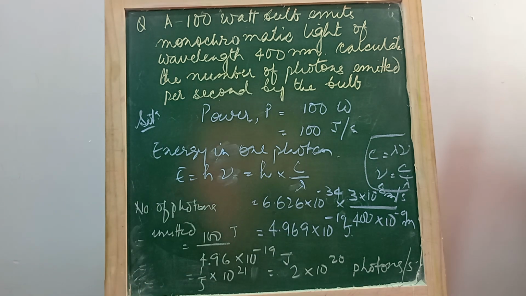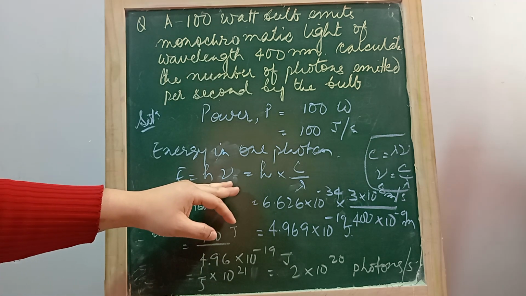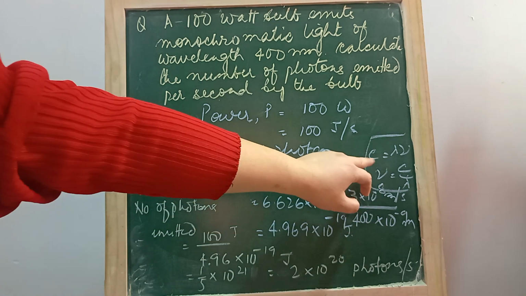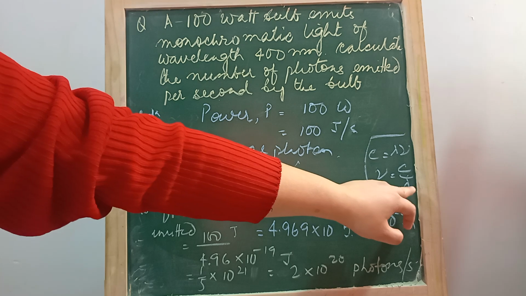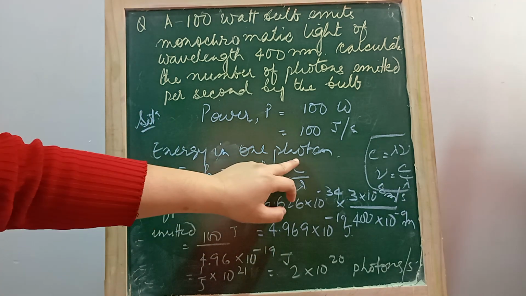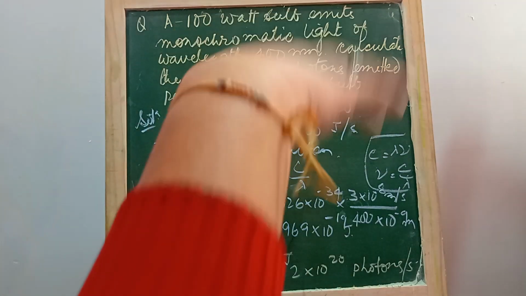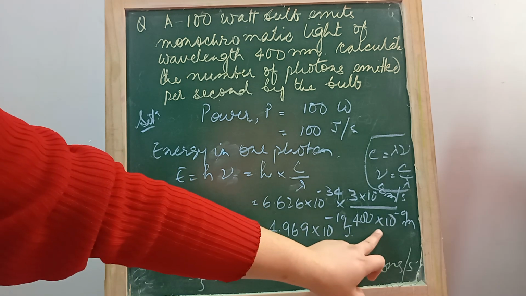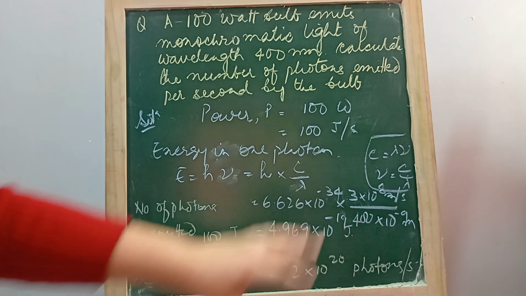Next, what about frequency? We have not been given the frequency, so we will express frequency in terms of velocity and wavelength. We know that the velocity of electromagnetic radiation is equal to wavelength into frequency, so frequency is velocity divided by wavelength. Instead of writing frequency, we write velocity divided by wavelength. The velocity of electromagnetic radiation in vacuum is 3 into 10 to the power 8 meter per second, the speed of light, and the wavelength is 400 nanometer, which means 400 into 10 to the power minus 9 meter. When we simplify this, we get the energy.